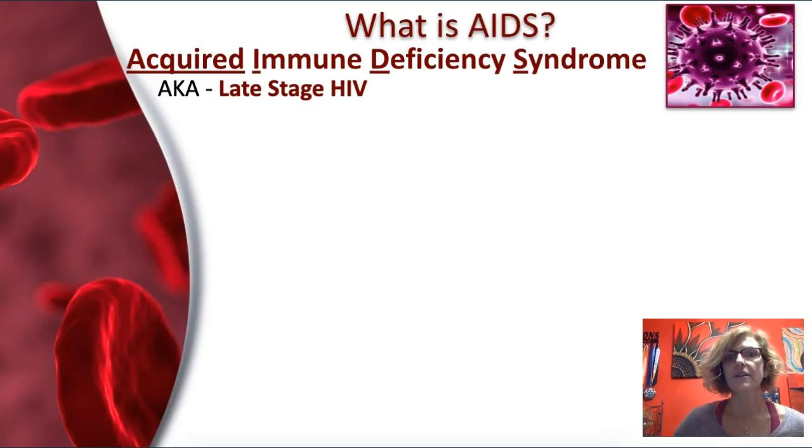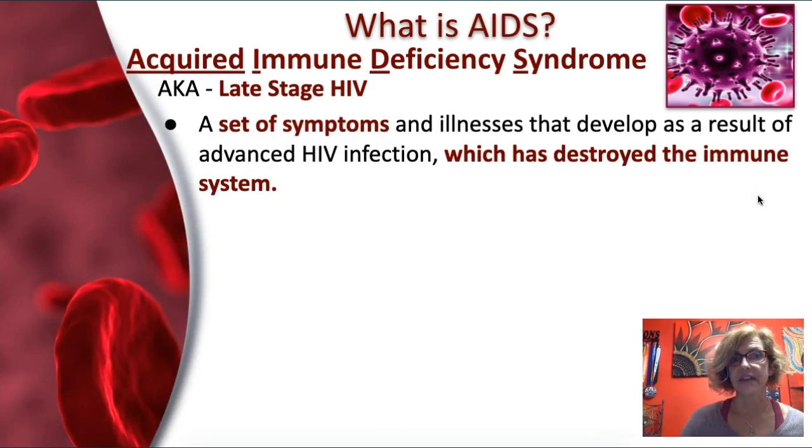So AIDS is acquired immune deficiency syndrome. It's also sometimes called late stage. You probably know AIDS as acquired immune deficiency syndrome. It's also considered late stage HIV. A syndrome is when you have a set of symptoms, not just one identifying symptom, but a number of symptoms involved. So it's a set of symptoms and illnesses that develop as a result of advanced HIV infection, as we saw in that progressive graphic.